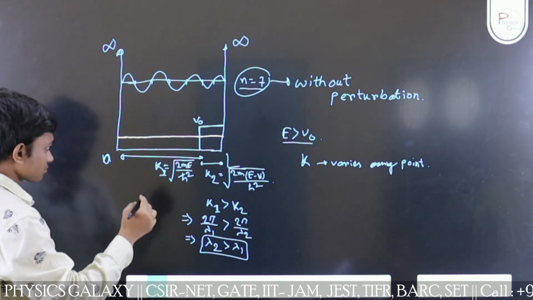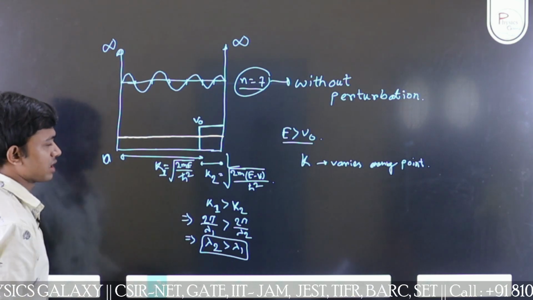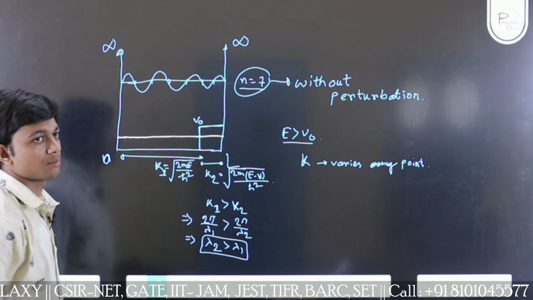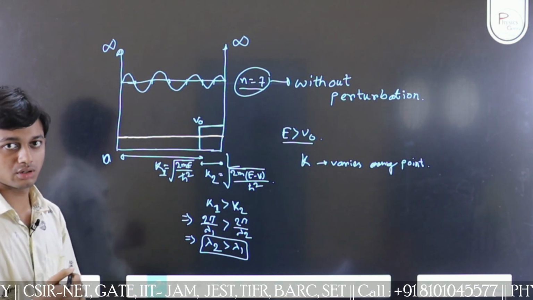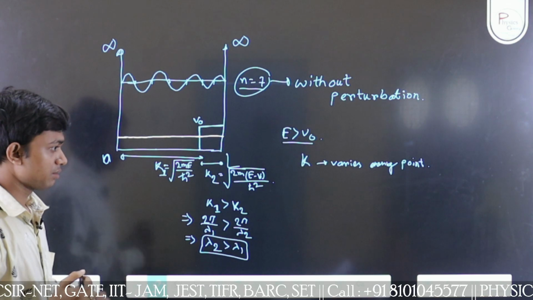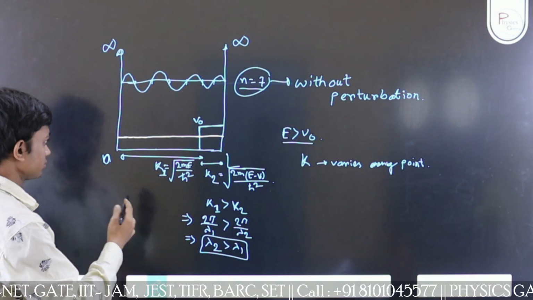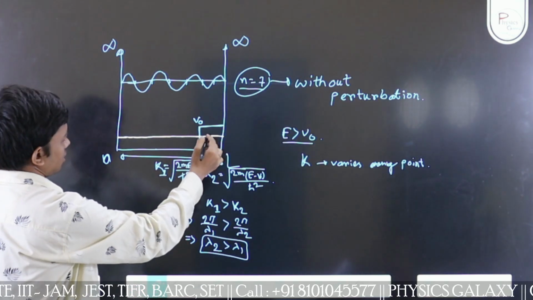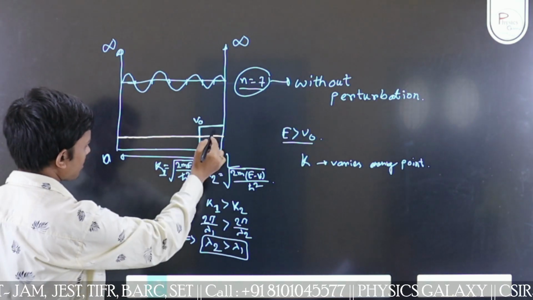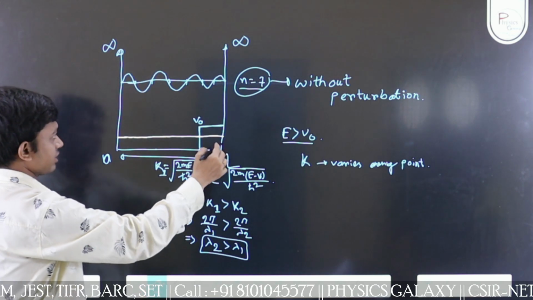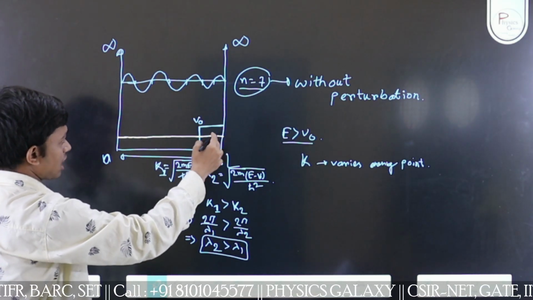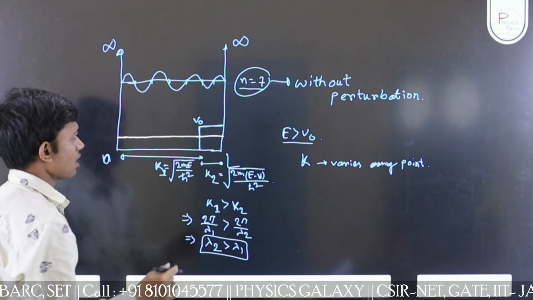But when the perturbation is present in the potential, the distribution of the nodes is not uniform. There will be some shift toward the unperturbed region. Something like here, the wavelength in this region is increasing, so the number of the nodes is decreasing.